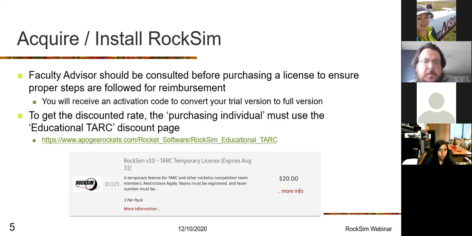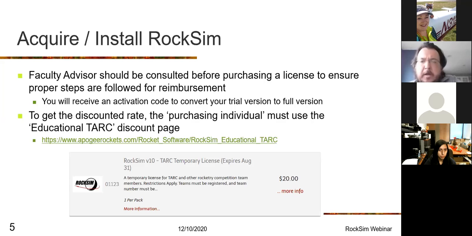Your faculty advisor should be consulted before purchasing a license. So make sure you figure out who's paying for what and how it's all going to be reimbursed, whether the student pays for the license or the faculty advisor buys the license and gives it to the student. And then you'll get an activation code. To get the discounted rate, the purchasing individual must use the TARC discount page.